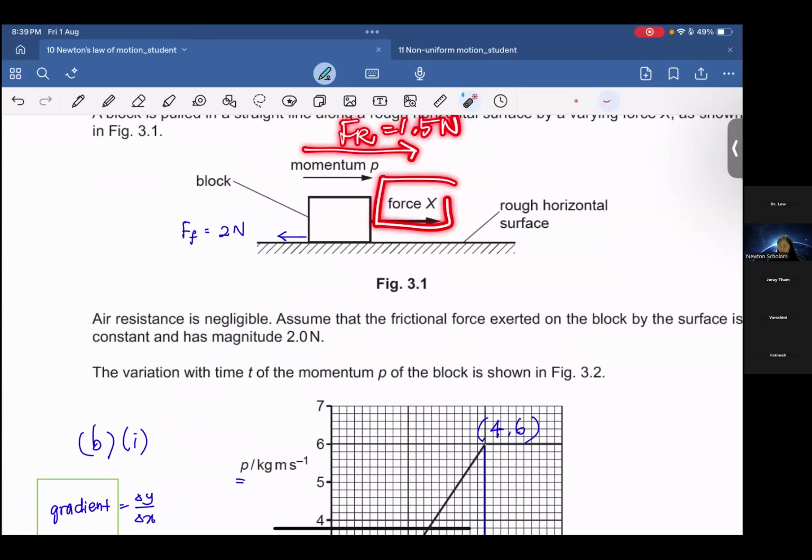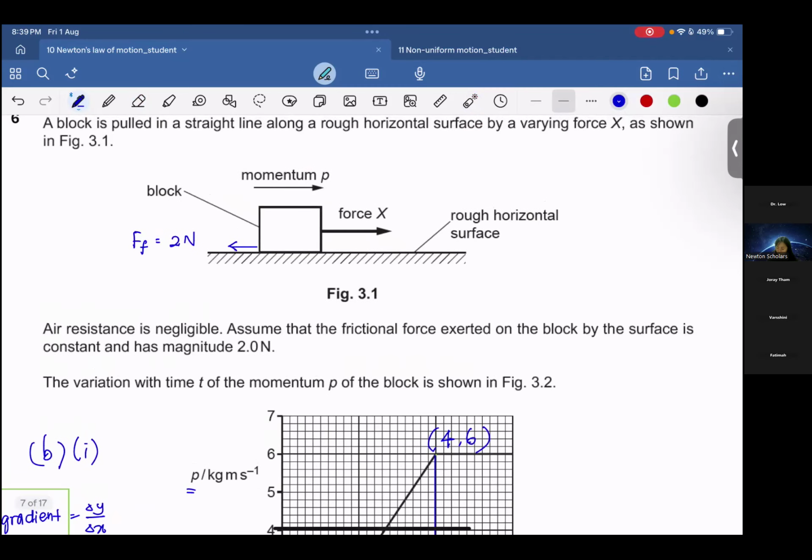What is your X? Boyang, do you get the answer? Jore, 3.5 Newton. Thank you. Okay, dear. B2. Okay, here.